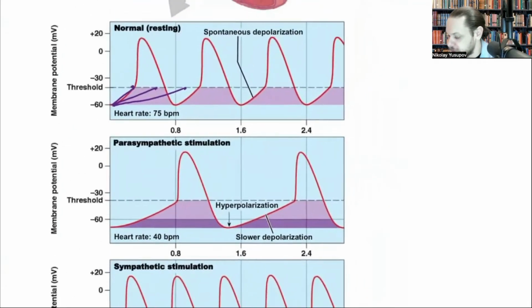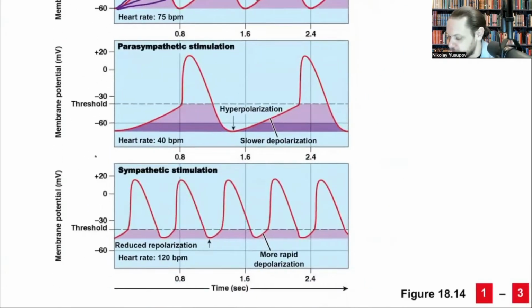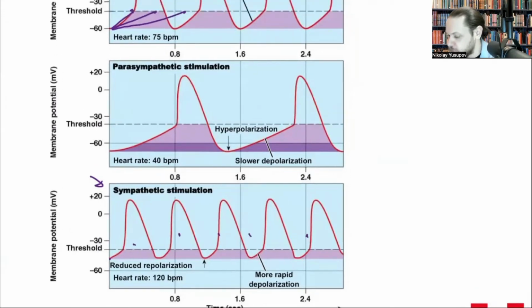We see, in the setting of sympathetic stimulation, let's say you have high epi or norepi release, how these impulses come in faster. So they come in one after the other. In the setting of parasympathetic stimulation, they're slower, because the acetylcholine acting on M2 receptors will slow it down.